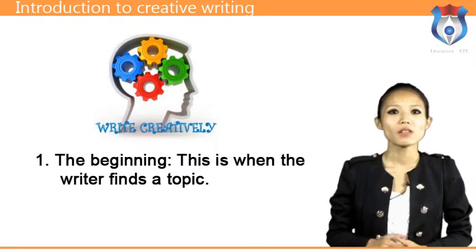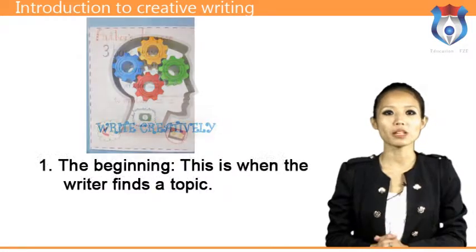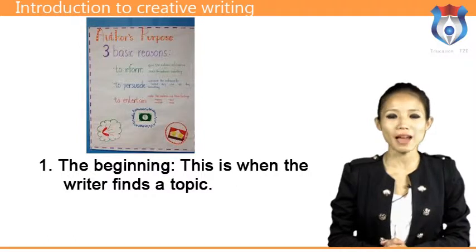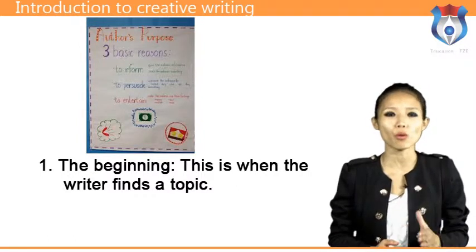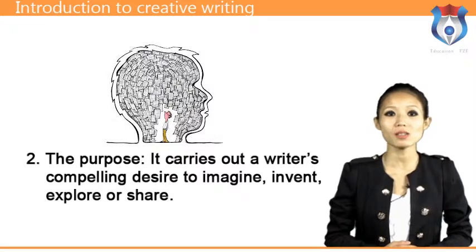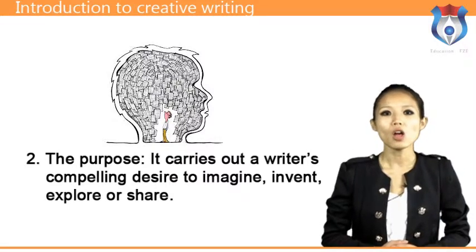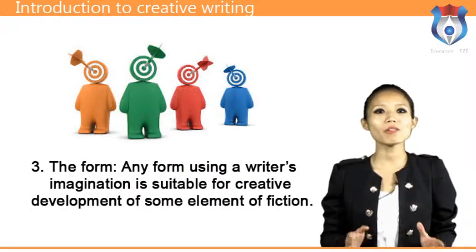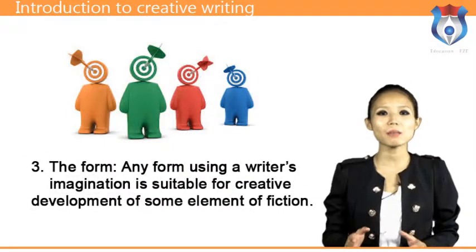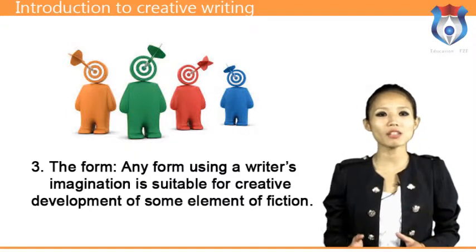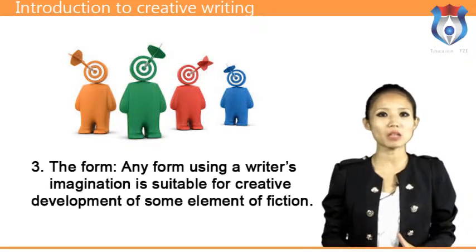The beginning. This is when the writer finds a topic. The purpose. It carries out the writer's compelling desire to imagine, invent, explore or share. The form. Any form using a writer's imagination is suitable for creative development of some element of fiction. The audience. A specific audience may not be known in the beginning, but if the text has a universal meaning, it will cater to a wide range of people and will have a varied meaning for all.